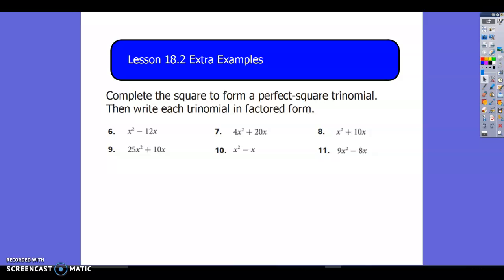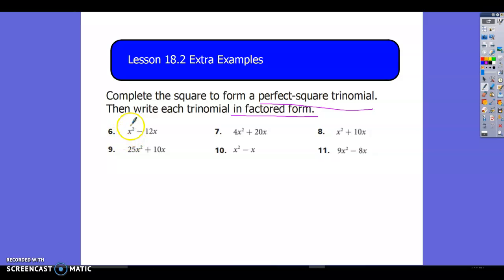Lesson 18.2, I'm going to do some extra examples on completing the square, just so you can make sure you understand the process. All right, so it says complete the square to form a perfect square trinomial. Then write each trinomial in factored form. So there's two things we're going to do here.